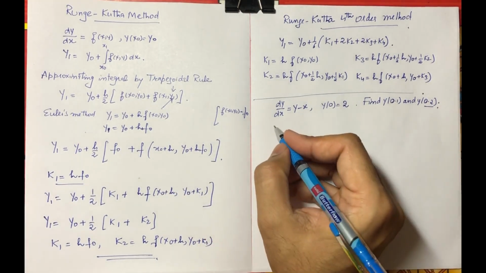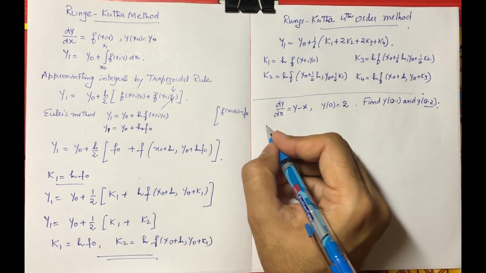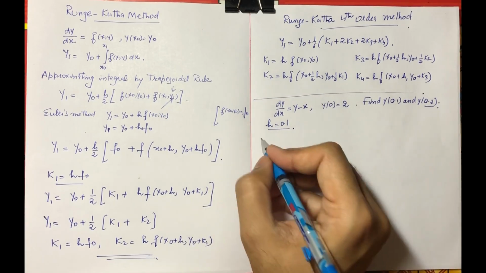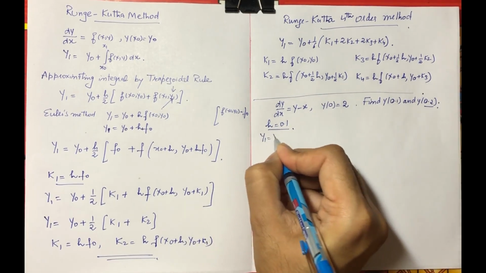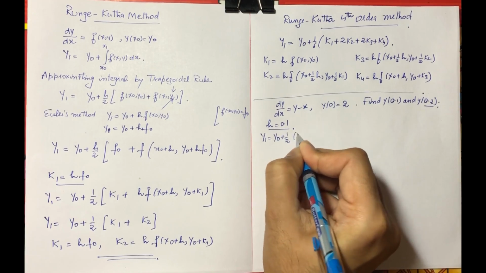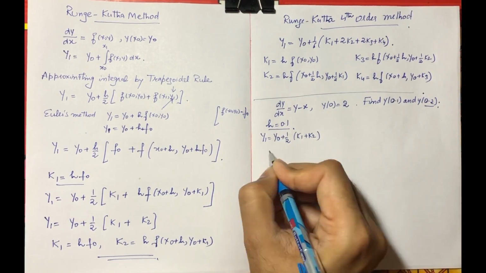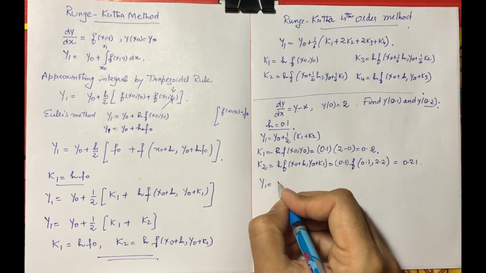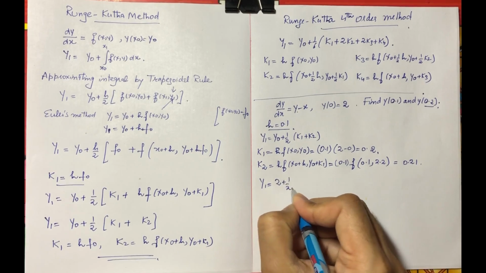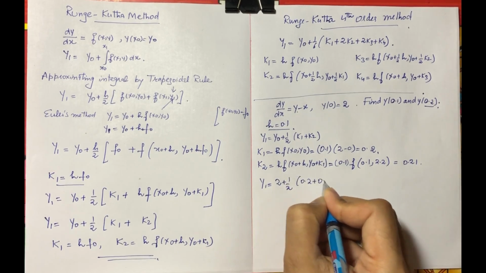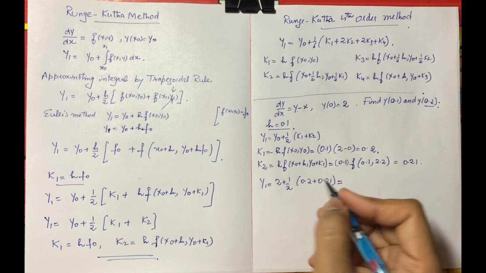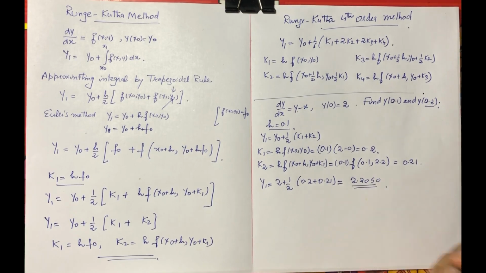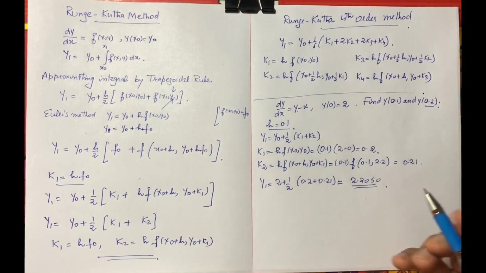By that method we let h be 0.1, and the formula is y1 equals y0 plus 1 by 2 (k1 plus k2), where k1 is this here. So y1 comes out to be y0 plus 1 by 2 (0.2 plus 0.21). Solving this comes out to be 2.2050. So this is y at 0.1.